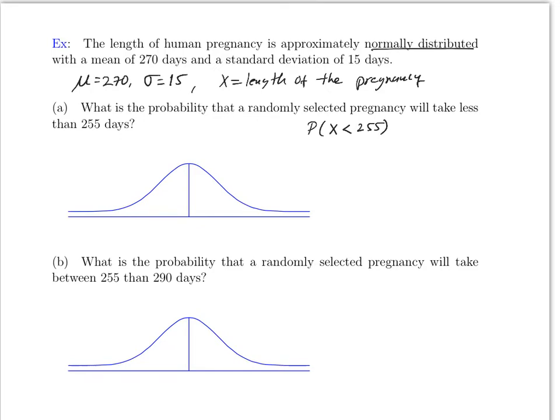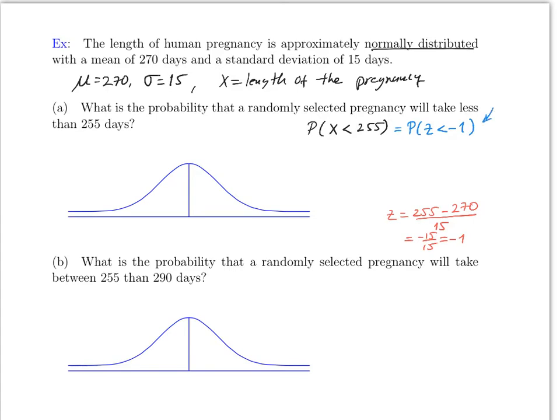So remember, the first thing we had to do is find the standard value. So Z will be 255 minus 270 divided by 15, which is minus 15 over 15, which is negative 1. So therefore, this is the same as finding the probability that Z is less than negative 1.